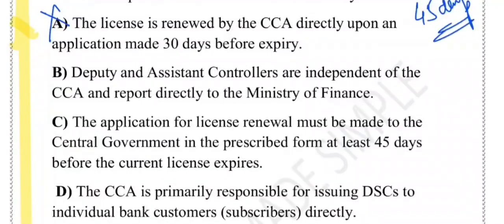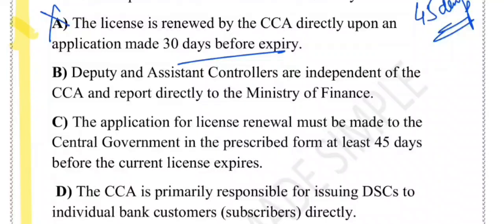So renewal is done by the central government, not directly by the CCA. Remember, the timeline is 45 days and not 30 days. And who does the renewal? Renewal is done by the central government. The CCA does not do the renewal. Option B: deputy and assistant controller are independent of the CCA.